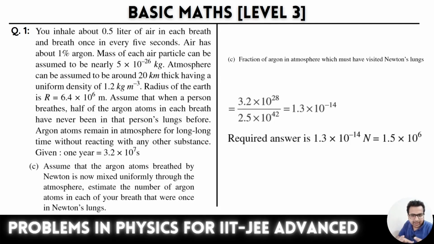So how will you get that? Fraction of special argon atoms in the atmosphere multiplied by the total number of argon atoms inhaled by you. If you do this, you get the required number of special argon atoms inhaled by you, which belong to Newton's lungs. So that is 1.5 × 10^6. So see, these are the standard questions requiring very deep observation, very deep intuition, and very solid understanding of concepts.